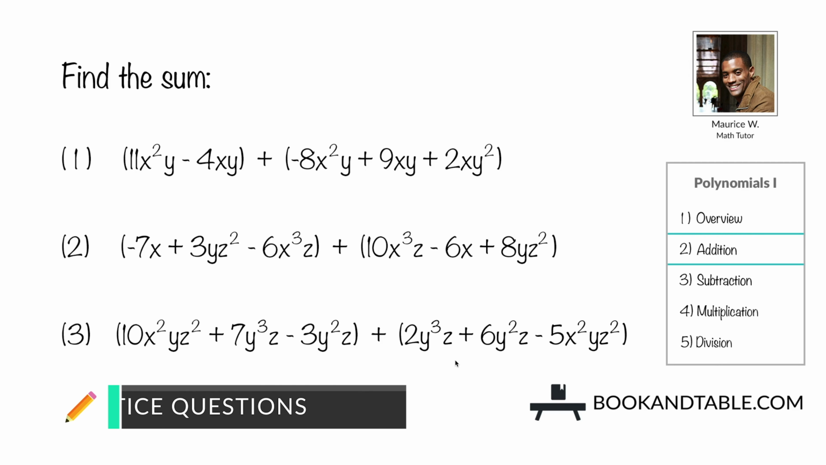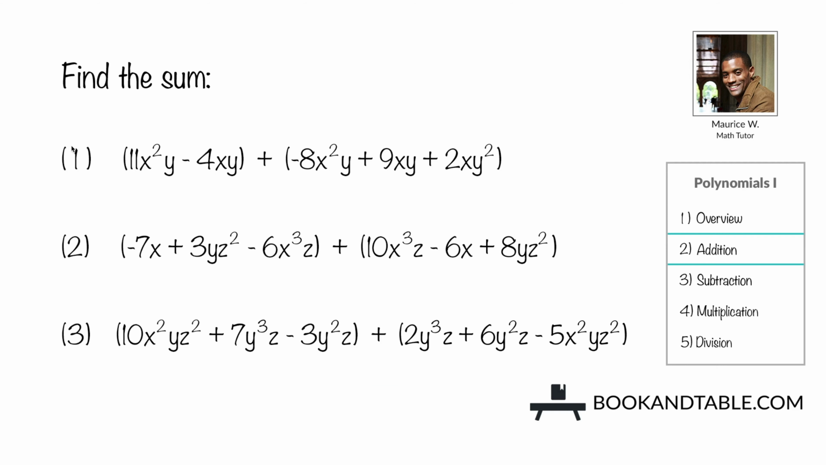Let's now have you try a few practice questions. Question number 1. Find the sum of 11x squared y minus 4xy plus negative 8x squared y plus 9xy plus 2xy squared.